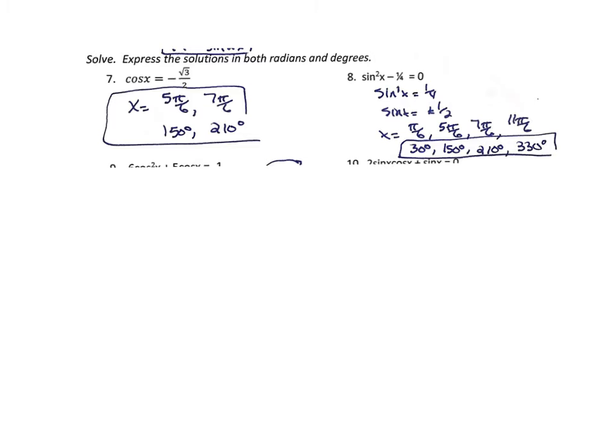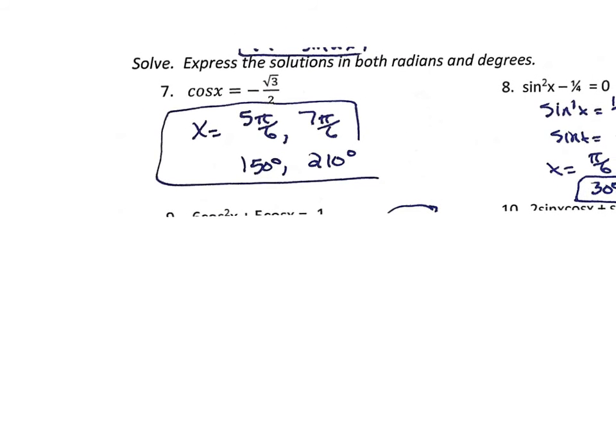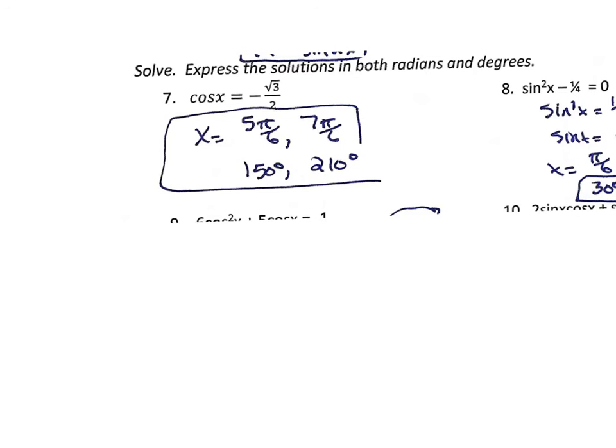Number 7, once you get to 7, you're doing equations like we did today. The first one, the most basic type of all, it's just asking you, where's cosine negative square root of 3 over 2? You can look at your unit circle and find the values. Remember, cosine is the x coordinate. X is negative square root of 3 over 2 at 5 pi over 6 and 7 pi over 6. And don't forget your degrees. Same thing as 150 and 210.